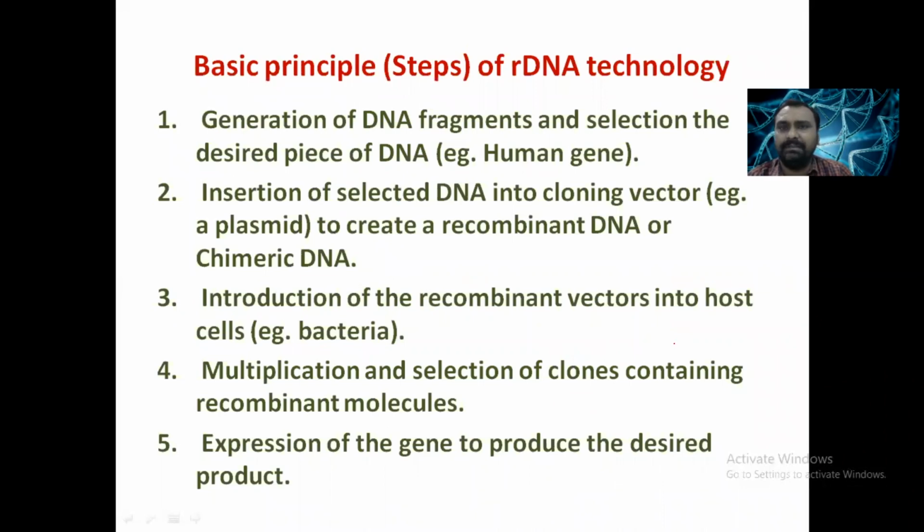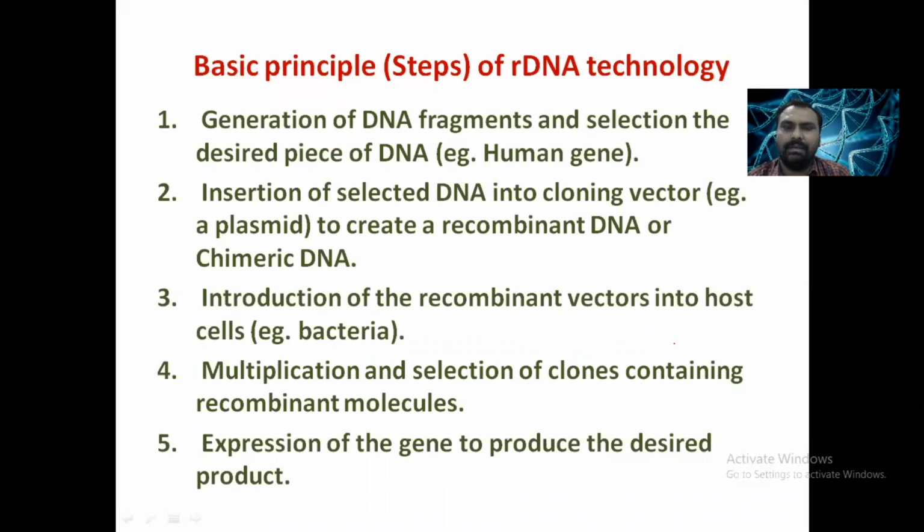So what is the basic principle of this recombinant DNA technology? There is a generation of DNA fragments and selection of the desired piece of DNA, or the gene of interest. Then insertion of this selected DNA into the cloning vector, for example a plasmid. This vector is nothing but a DNA that will carry our gene of interest.